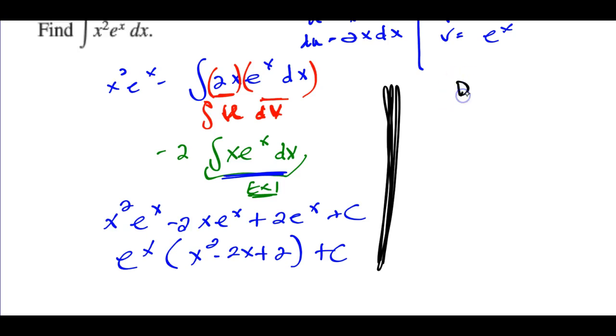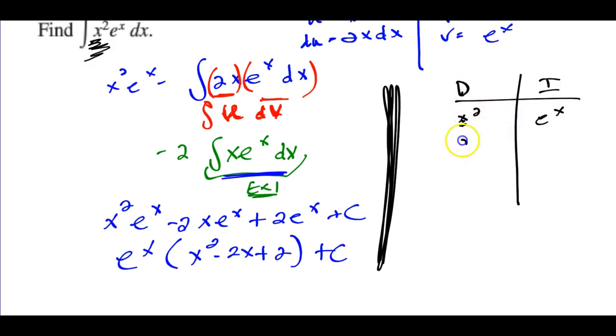If we make a column for your derivative and then make a column for your integral, and remember we were taking the derivative of your x squared term, and then we were integrating e to the x dx. Watch what happens if you just keep taking the derivative of this. So the derivative of x squared is 2x, the derivative of 2x is 2, and the derivative of 2 is 0. And it's important that you be able to get to a 0, otherwise you can't do this technique.